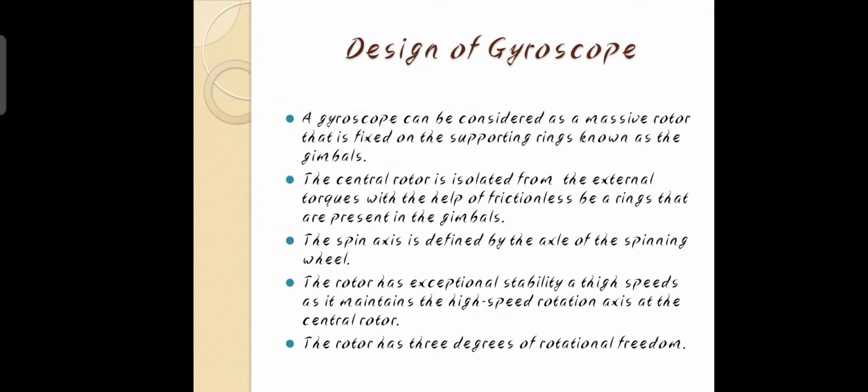Design of gyroscope. A gyroscope can be considered as a massive rotor that is fixed on supporting rings known as gimbals. The central rotor is isolated from the external torques with the help of frictionless bearings present in the gimbals. The spin axis is defined by the axle of the spinning wheel. The rotor has exponential stability at high speeds as it maintains the high speed rotational axis at the central rod. The rotor has 3 degrees of rotational freedom.